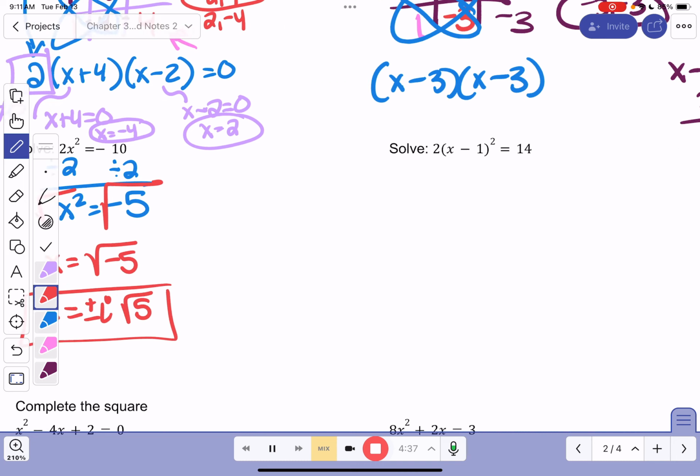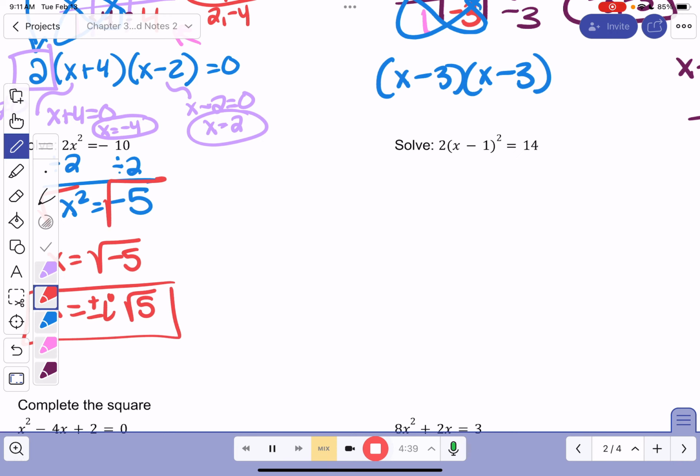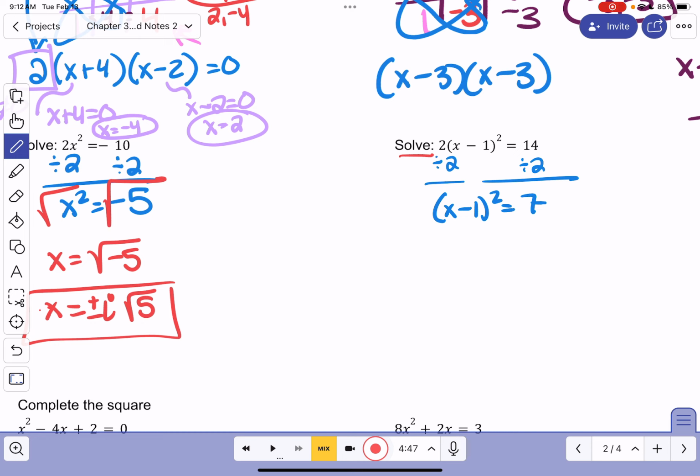We can do the same thing here because there's only one x. So I'm going to divide both sides by 2. And I get x minus 1 squared equals 7. Then I take the square root of both sides, just like we did before. So we would get x minus 1 equals plus or minus the square root of 7.